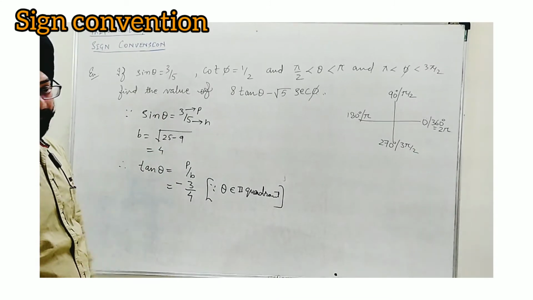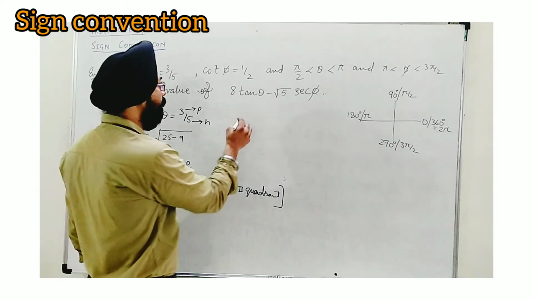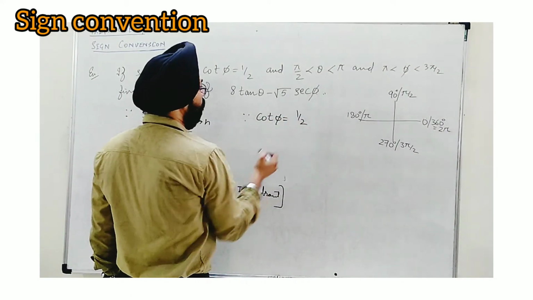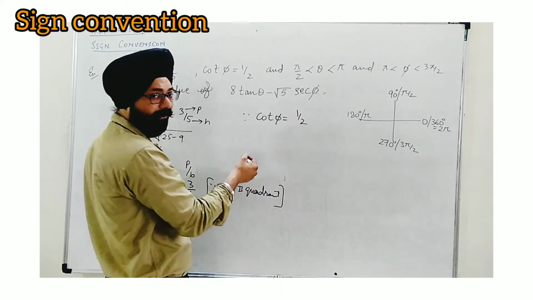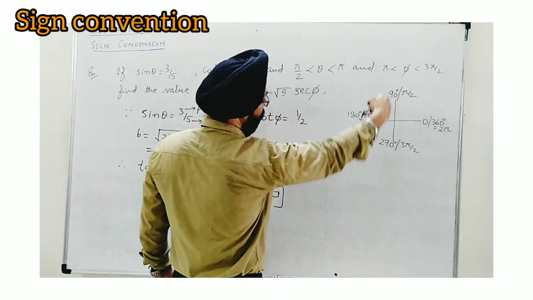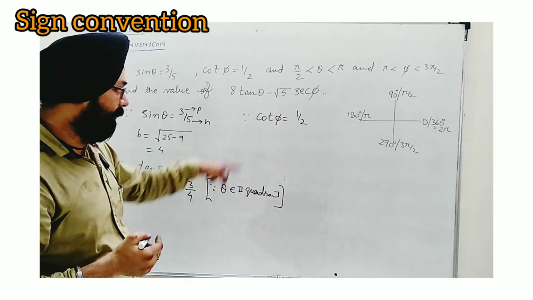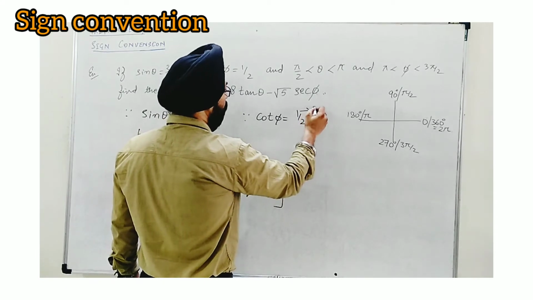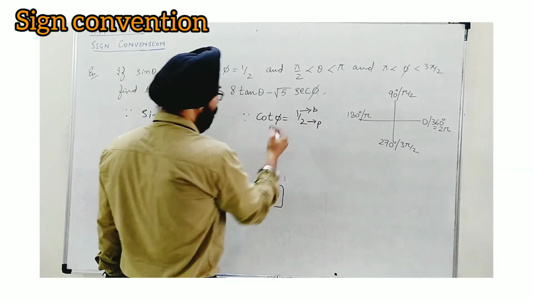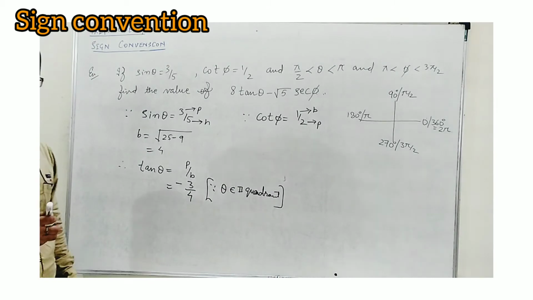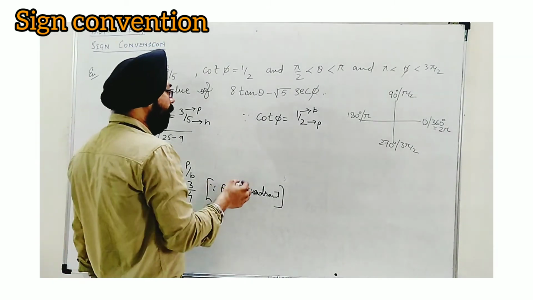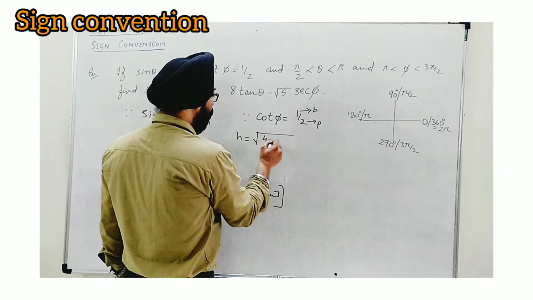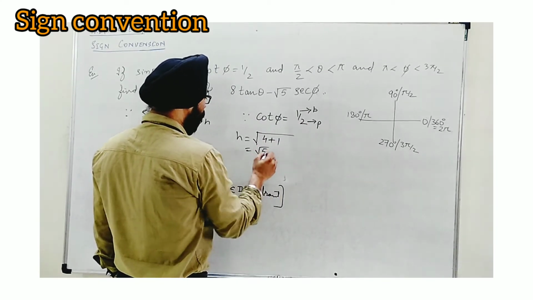Next we are going to find sec phi with the help of cot phi. Since cot phi is given as 1 upon 2, and we can check that phi lies in the third quadrant, cot and tan are positive over there, that's why it is a positive value. So we will consider these to be b and p, as this is the reciprocal of tan. We know that cot is base upon perpendicular, so with the help of these we will find the hypotenuse. By the Pythagoras theorem, p square plus b square means 4 plus 1, it comes to root 5.